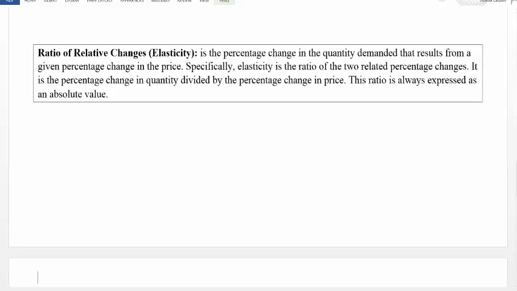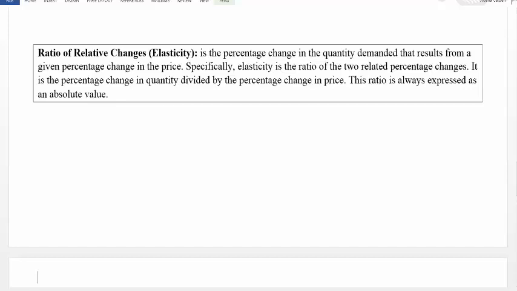If we look at the ratio of relative changes, also known in economics as elasticity, we can look at the relationship between a change in price and the change in demand of a quantity. So elasticity is the percentage change in the quantity demanded that results from a given percentage change in the price. So when we calculate elasticity, we're going to be getting a factor that we'll use to inform us about whether or not our discount is relevant and something we should continue doing, or if our price increase is something that will impact our consumer base.